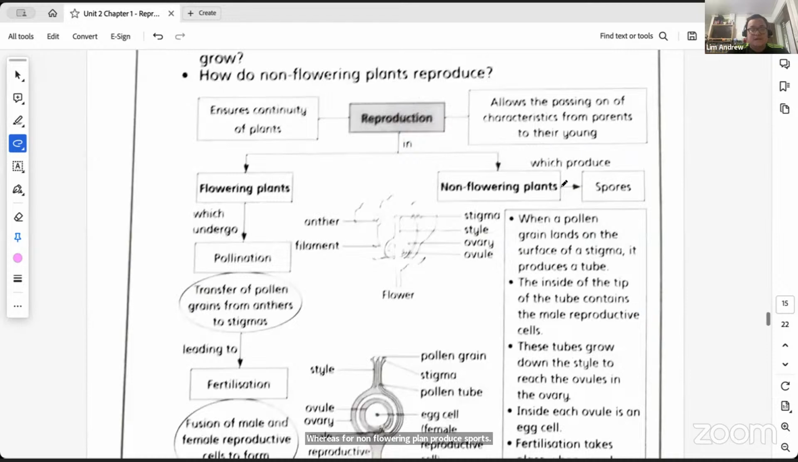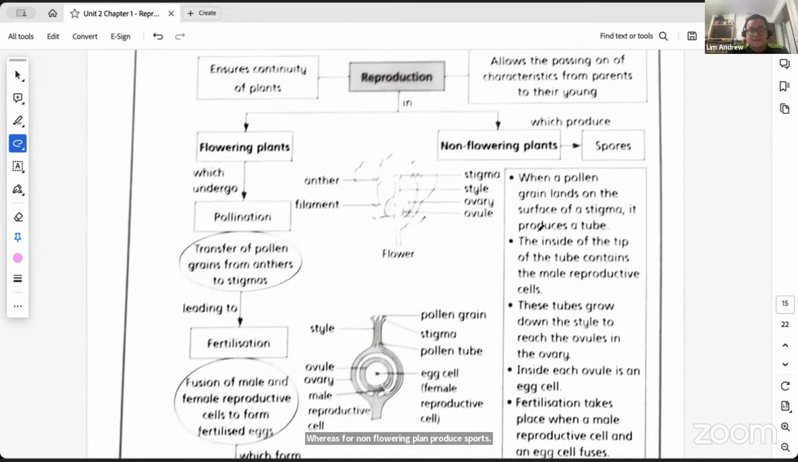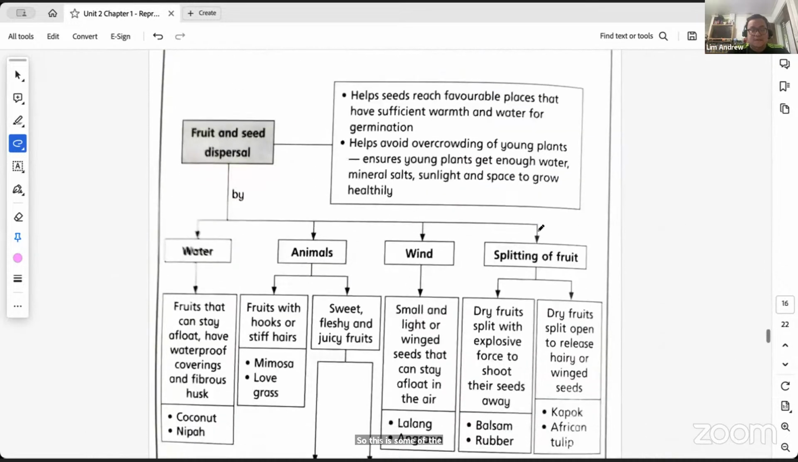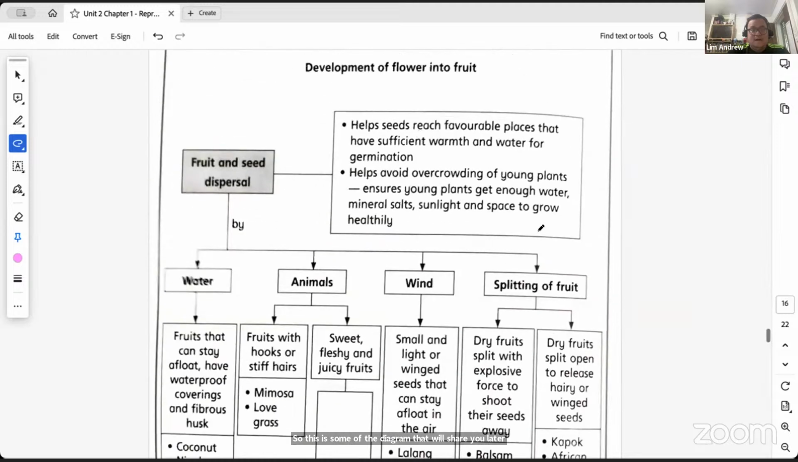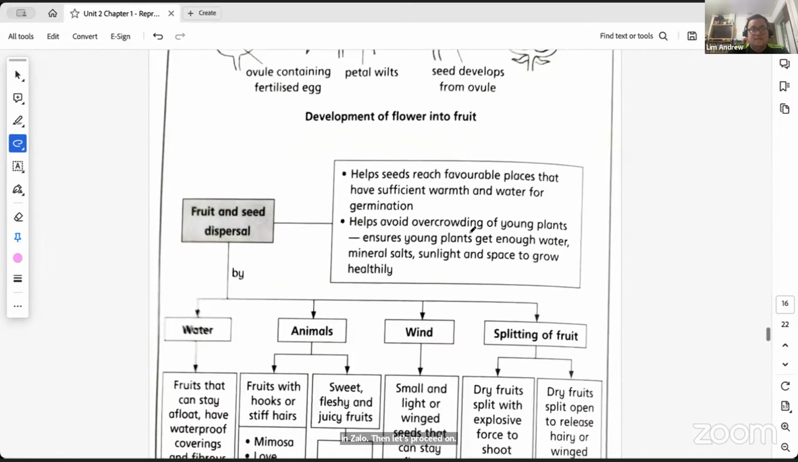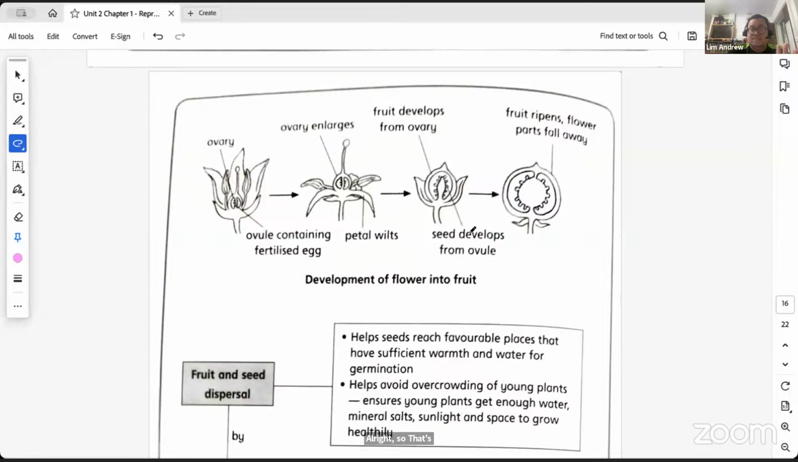This is some of the diagram that I will share with you later on Zalo. Then let's proceed. Let's look into the in-depth details. We have the ovaries here. Ovaries contain fertilized eggs. Then the ovary will enlarge and the petals will drop off. The ovary will form into a fruit. The seeds will develop from the ovules. And once the fruit ripens, the flower parts will fall away.